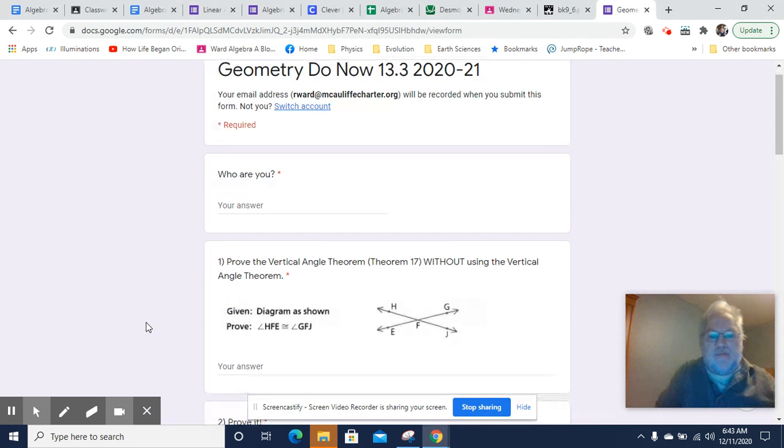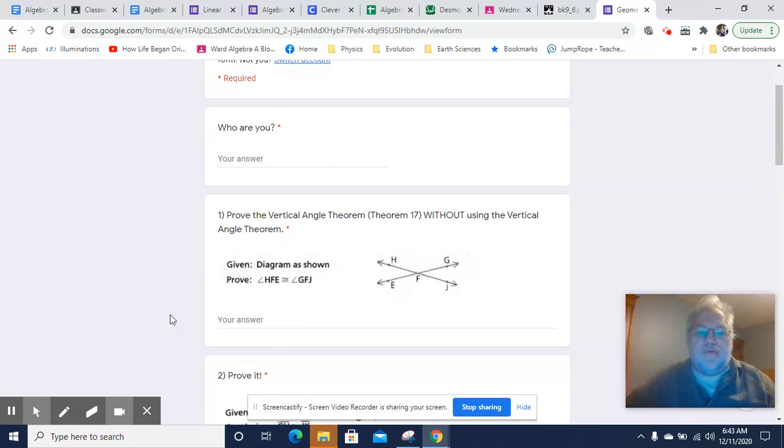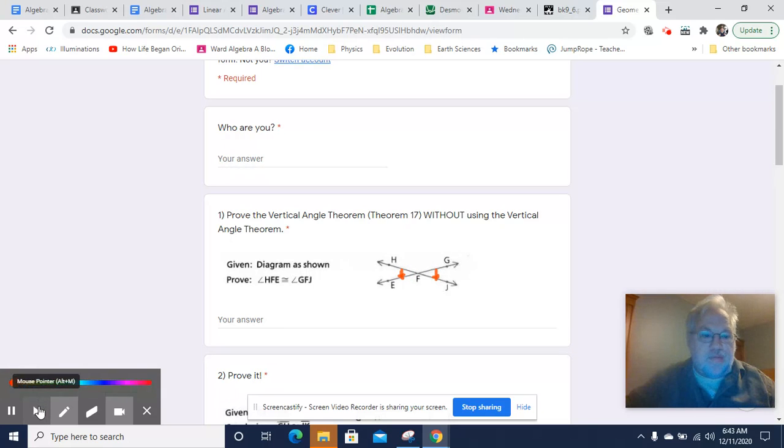So here's the deal. We've got the vertical angle theorem to prove, which is Theorem 17. That's section 2.8 in the chapter. But we don't have that achievement unlocked yet, so we've got to prove it without using the vertical angle theorem. The vertical angle theorem certainly will say that angle HFE is congruent to GFJ, so I'm going to go ahead and draw on here. So this angle and this angle, I can mark. I know that I will be able to prove these because I'm familiar with the vertical angle theorem. We've probably all heard about it back in 6th grade at some point.